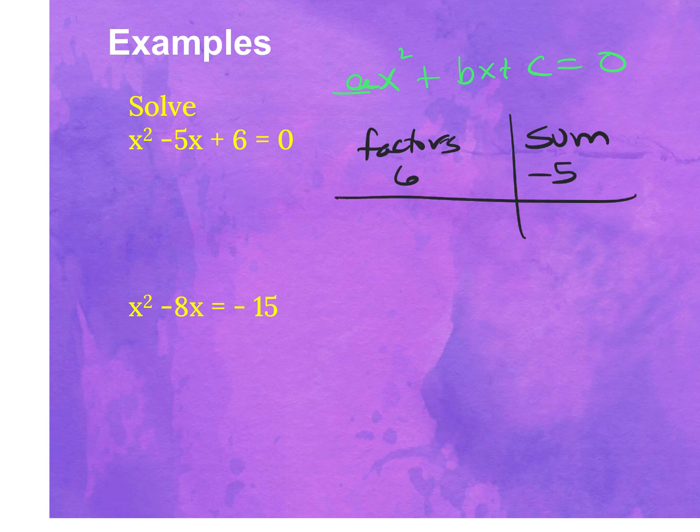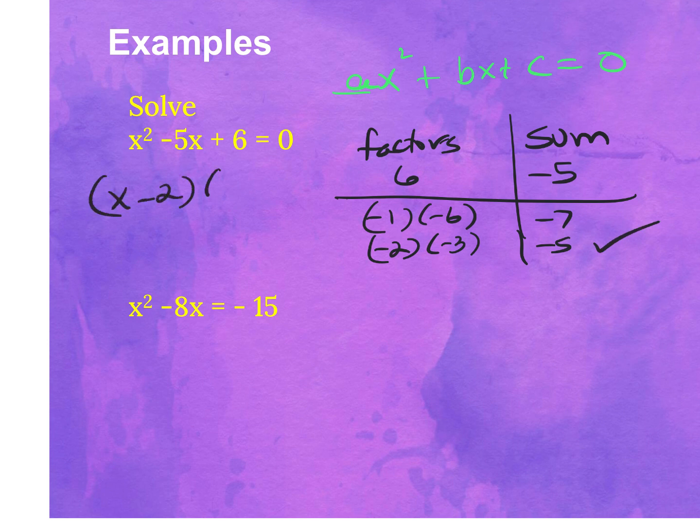So if I start making my list of factors of positive 6, this is a clue that the signs are the same, and they're both going to have the sign in the middle, which is negative. So negative 1 times negative 6, well, that gives me negative 7 when I add them. It's not what I need. But if I do negative 2 and negative 3, that's what I need. So I can go right into my binomials, x minus 2, x minus 3.